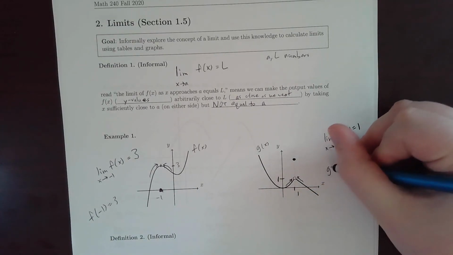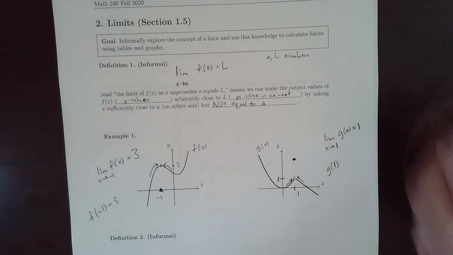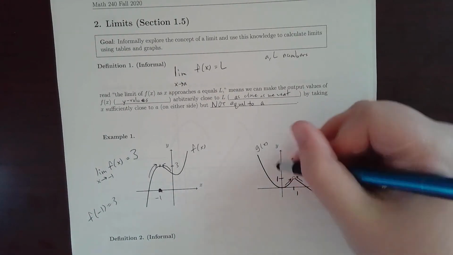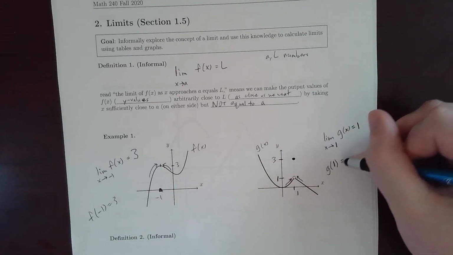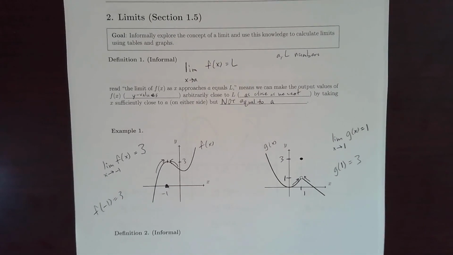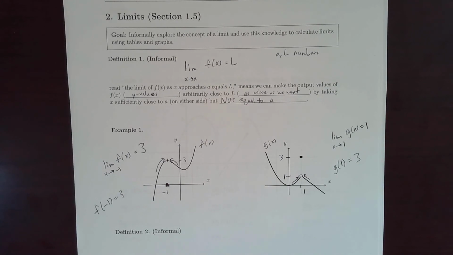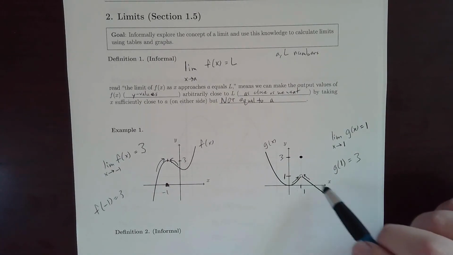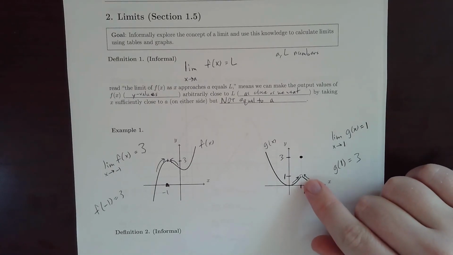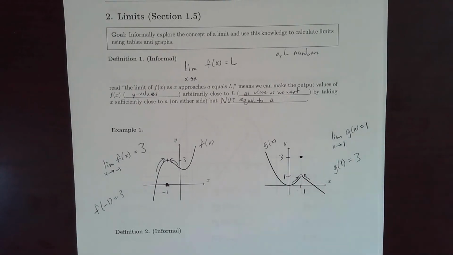However, notice that g of 1, if we actually plugged in 1, is not going to be 1. It's instead going to be 3. So this is the difference between having a limit versus just plugging in the function value. We talked about this idea that if we're coming from the left and from the right, we want to know what the y values look like they're approaching. But we don't always get that what it looks like on the left is the same as on the right.